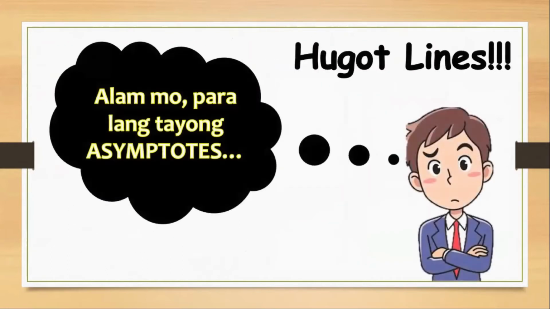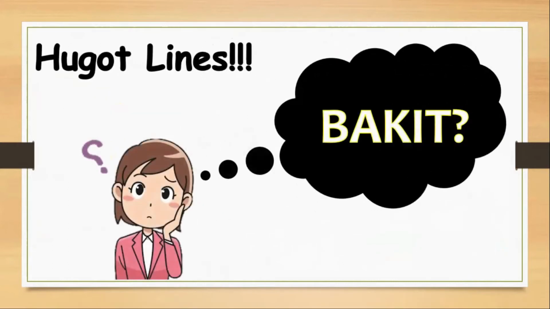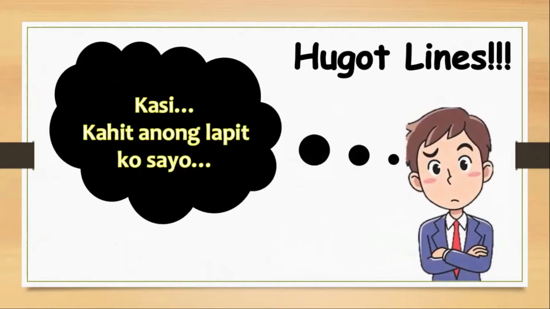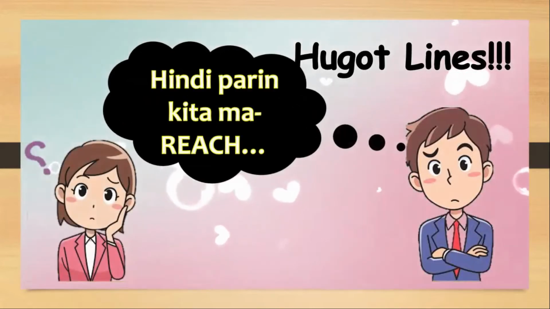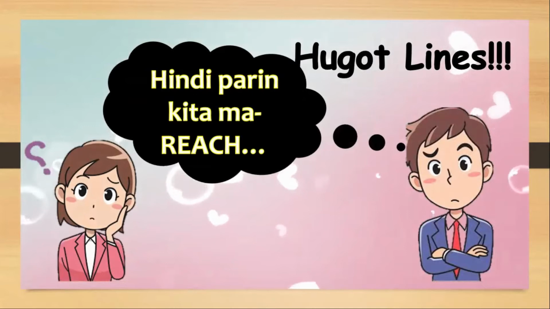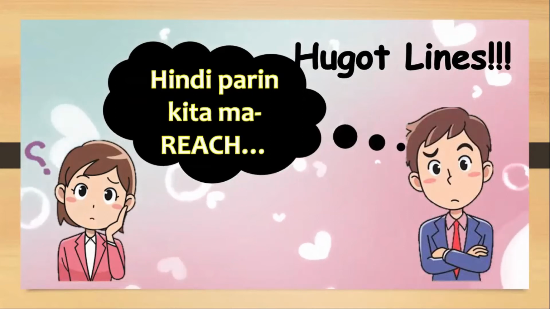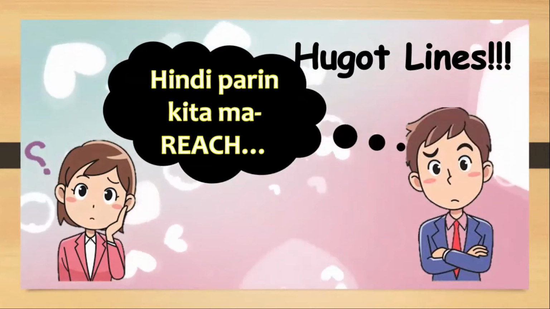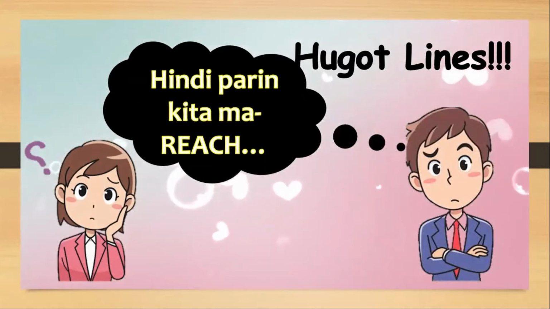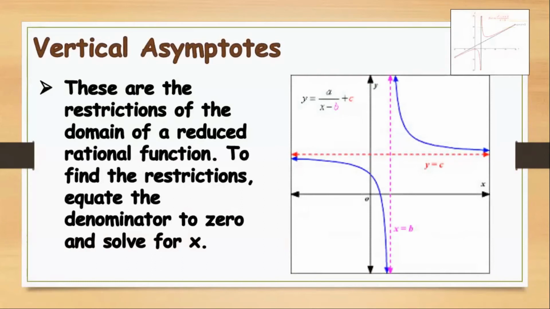So I have prepared a hugot line here for you. Alam mo, para lang tayong asymptotes. Bakit? Kasi kahit anong lapit ko sa'yo, hindi pa rin kita ma-reach. O diba? That is how we define our asymptote. No matter how near they become to each other, they will never ever reach each other. Let's continue with our discussion.